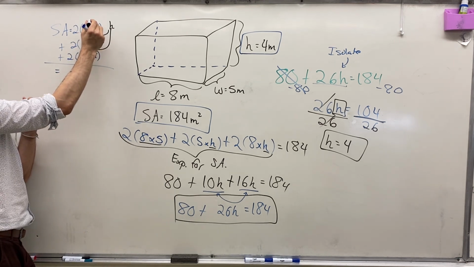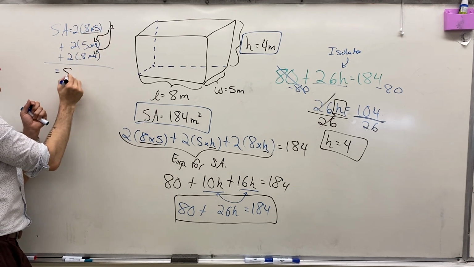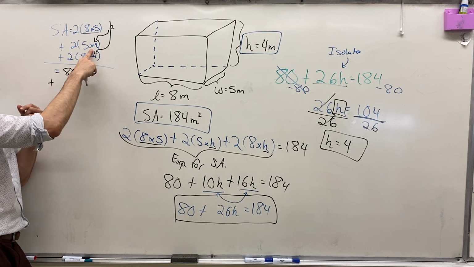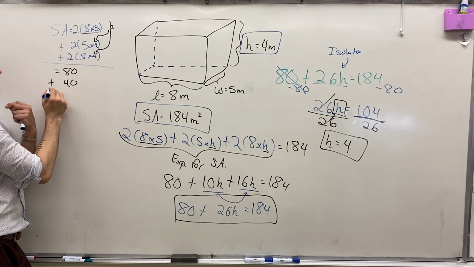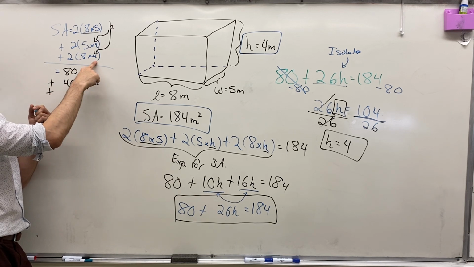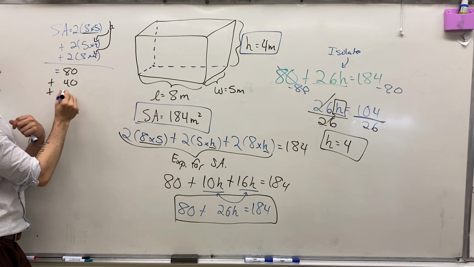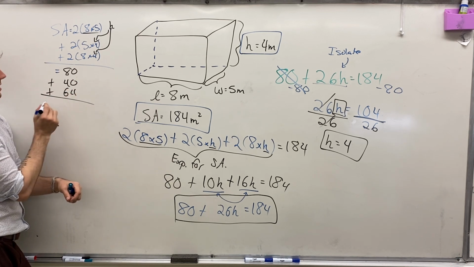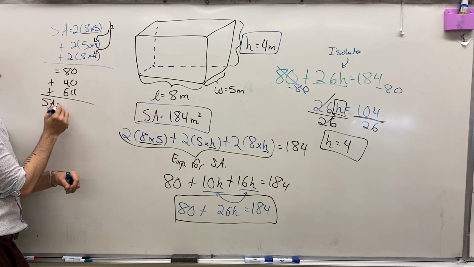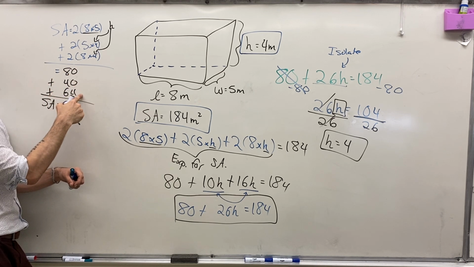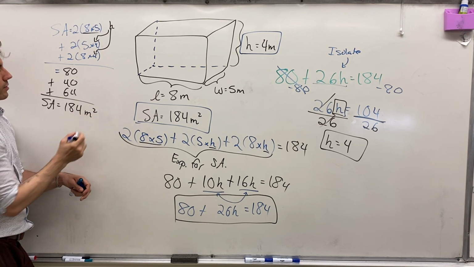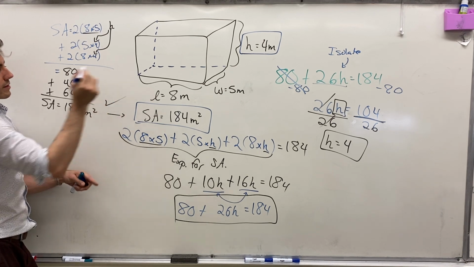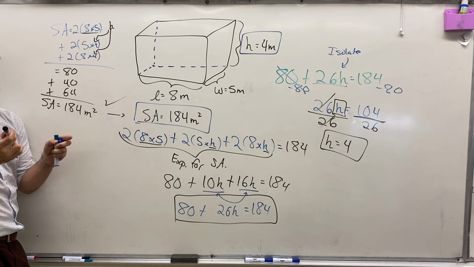So 8 times 5 is 40, times 2 is 80, plus 5 times 4 is 20, times 2, it gives us another 40. And finally, 8 times 4, that's 32, times 2 gives us 64. And adding them all up, our surface area is equal to 80 plus 40 plus 64 for a surface area of 184 meters squared. And so, check, we know our solution is correct.